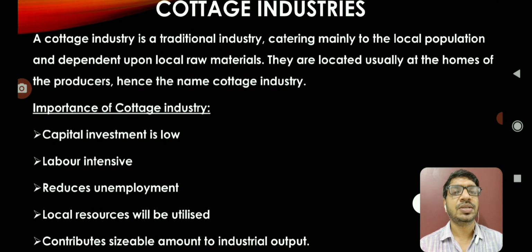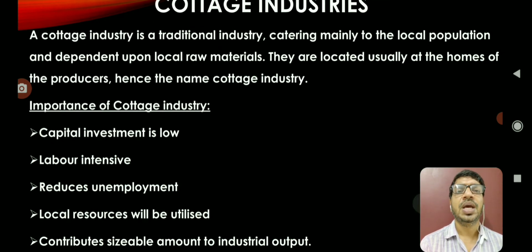What is cottage industry? Cottage industry is a traditional industry catering mainly to the local population and dependent upon local raw materials. They are located usually at the homes of the producers, hence the name cottage industry. Cottage means a small hut or small place. There is no separate production unit. Generally these are home based units.